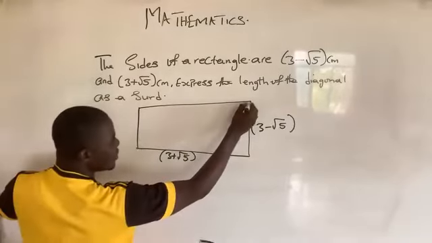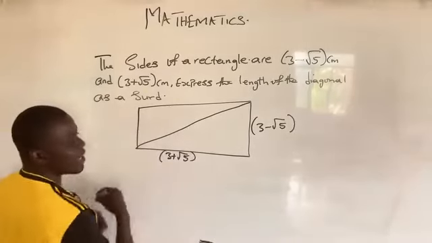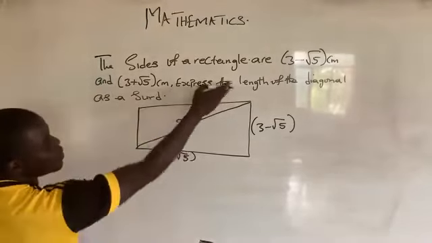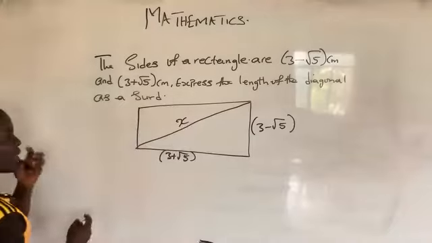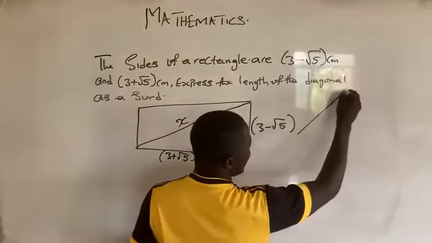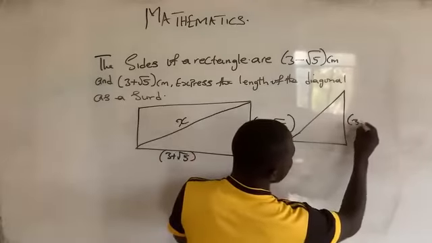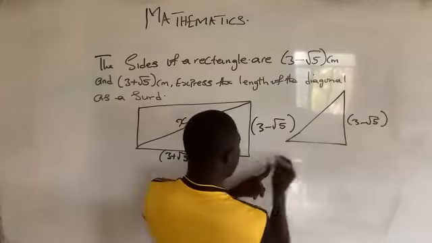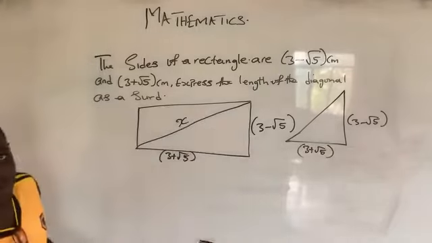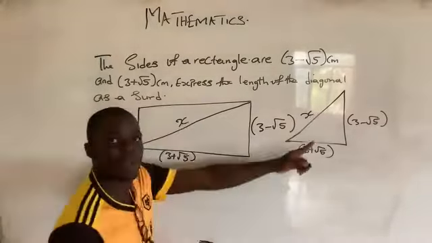So let's draw the diagonal. I can name the diagonal x, because I don't know what the diagonal is. They said we should solve for the diagonal. The diagonal divides the rectangle into two right-angled triangles, with sides 3 minus the square root of 5 and 3 plus the square root of 5, and the diagonal x. By that, we can apply Pythagoras theorem.